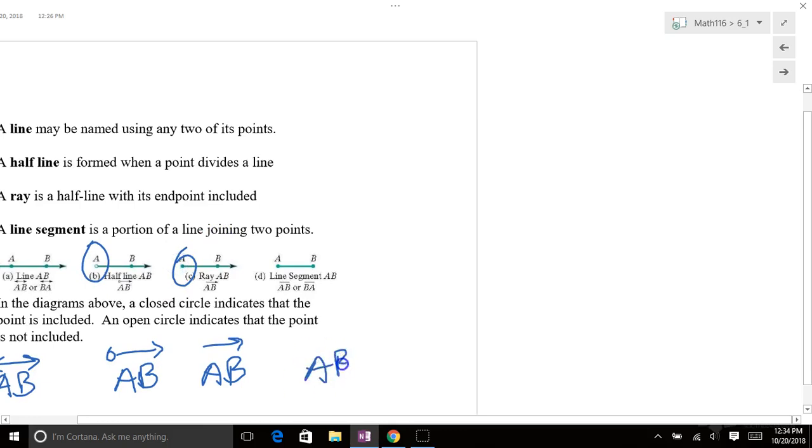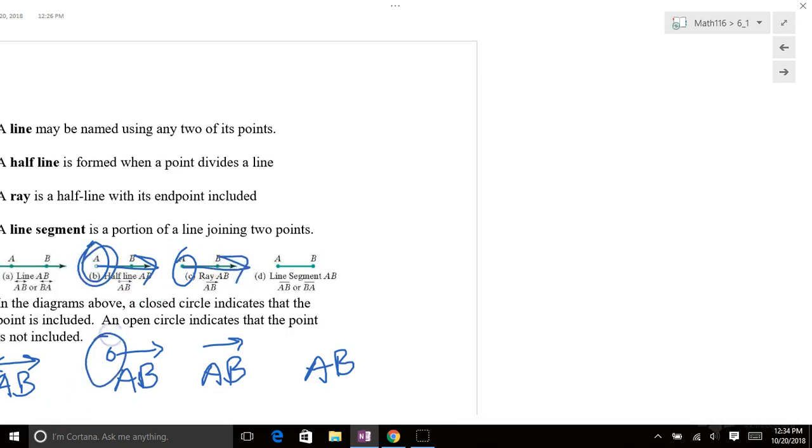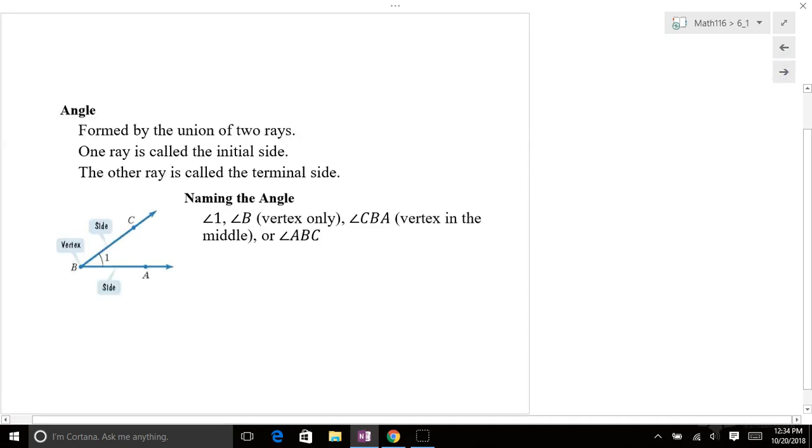And a line segment AB, and the half line just goes in one direction, as well as the ray. They just go in one direction. The difference between the half line is it does not include the point A. Ray does include point A. That's filled in, if you will. Line segment just stops. It doesn't go in either direction there.